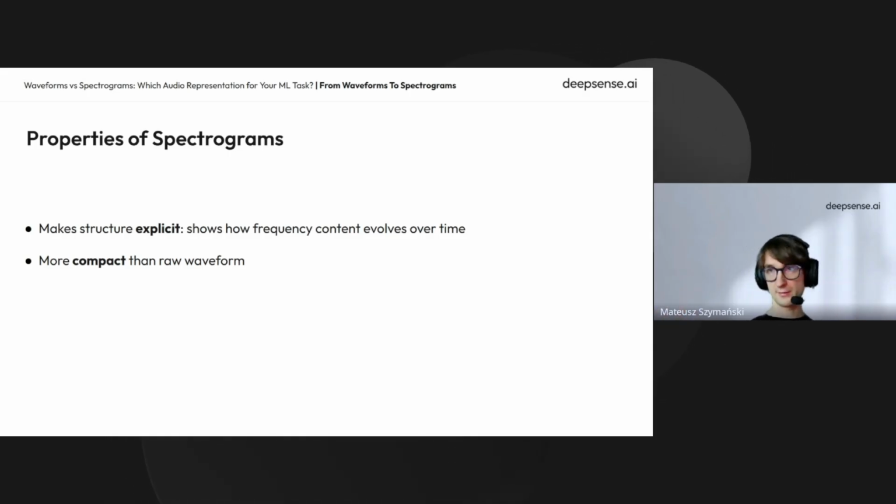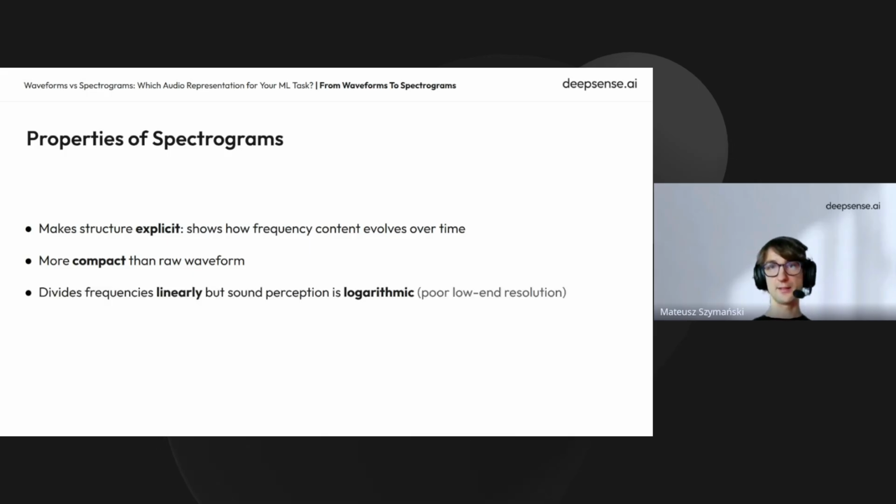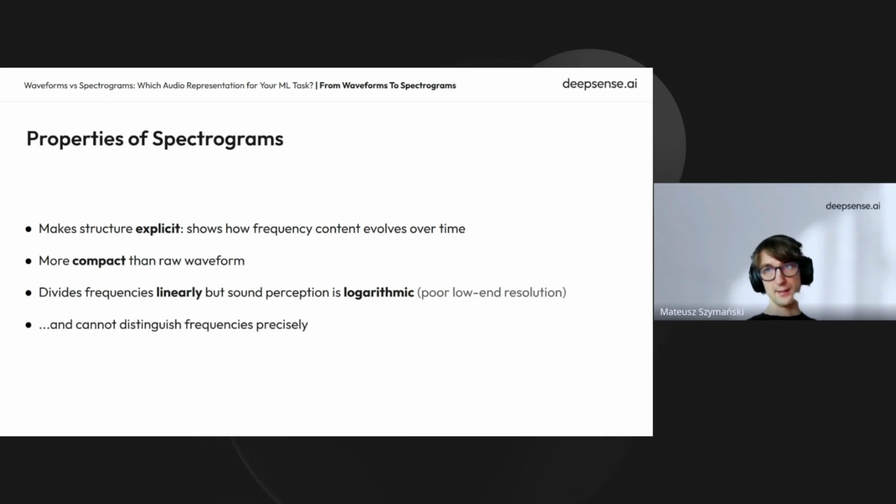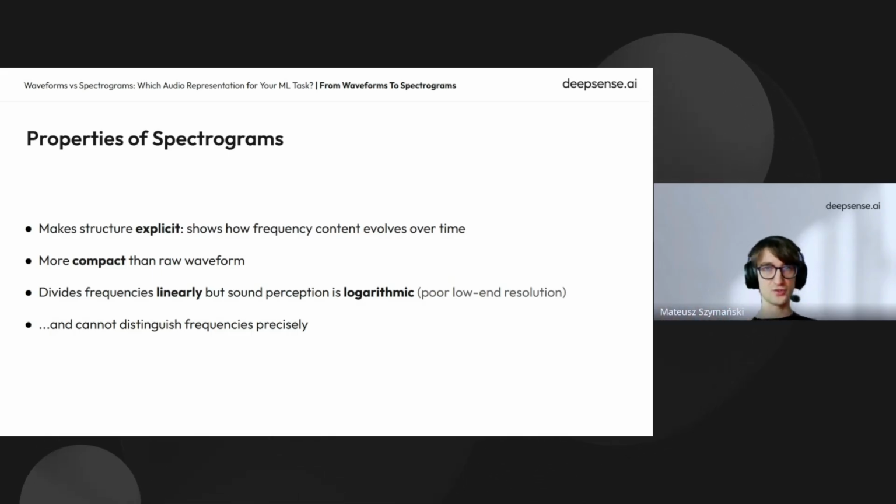However, this approach is not perfect. It divides frequencies linearly, but our sound perception is logarithmic. What do I mean by that? Our pitch differences that we perceive are in fact ratios of frequencies, not differences. So as a result, spectrograms struggle with low frequencies the most. And since all frequencies fall into bands, not precise frequencies, we lose some precision.